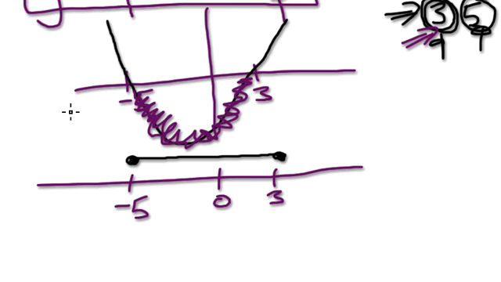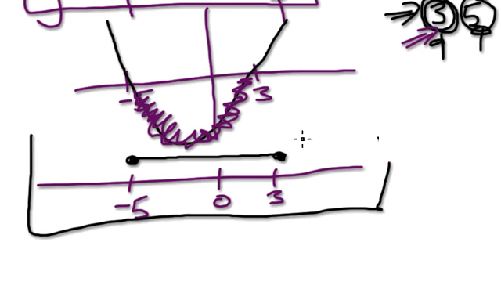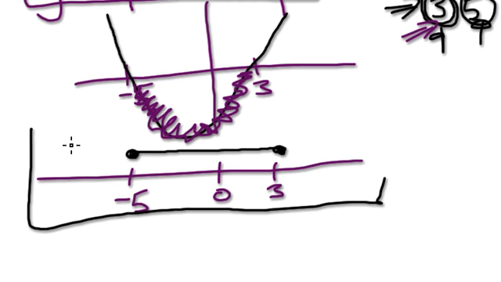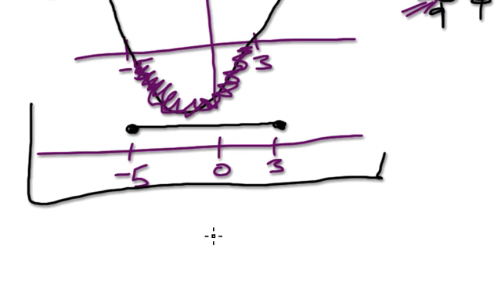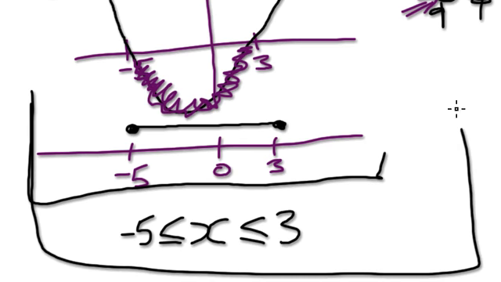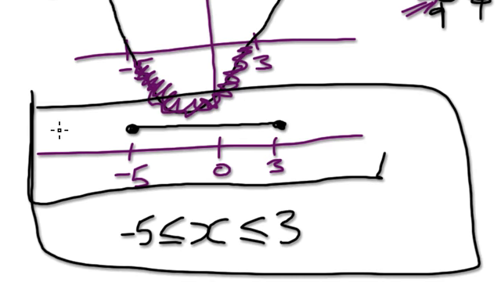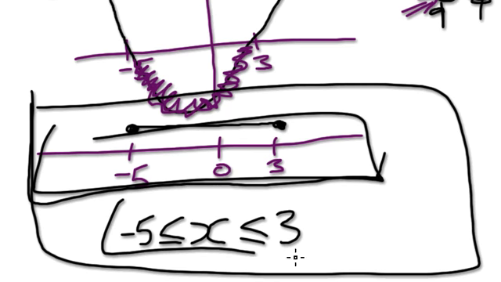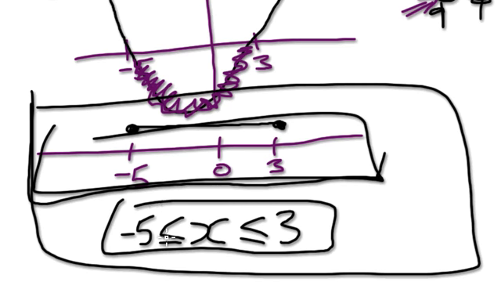Now we can use this to translate it into this. We want x to be greater than or equal to minus 5, but less than or equal to positive 3. So draw this whole thing here, the diagram here, and this here is your solution. Okay.